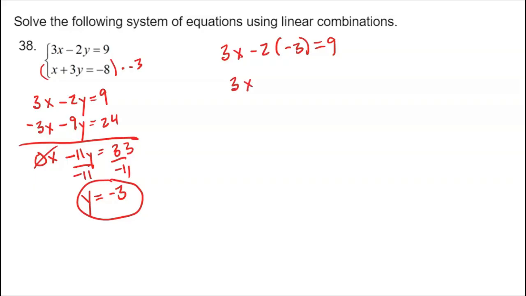I get 3x plus 6 equals 9. Subtract 6 from both sides. 3x equals 3. Divide by 3 and x equals 1. That's how simple it is to use linear combinations. Sometimes linear combinations can be a little bit tricky if it's not easy to get there to be one variable with a positive and negative coefficient. But hey, this one worked out pretty nice, so hopefully that makes sense when it comes to solving linear equations.